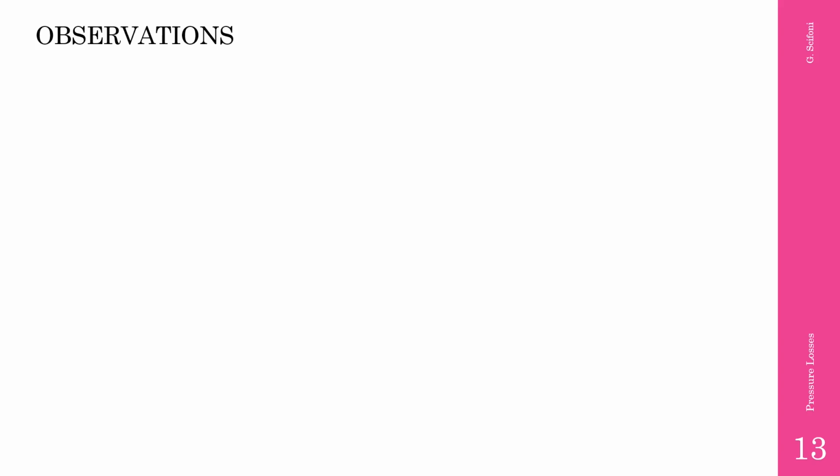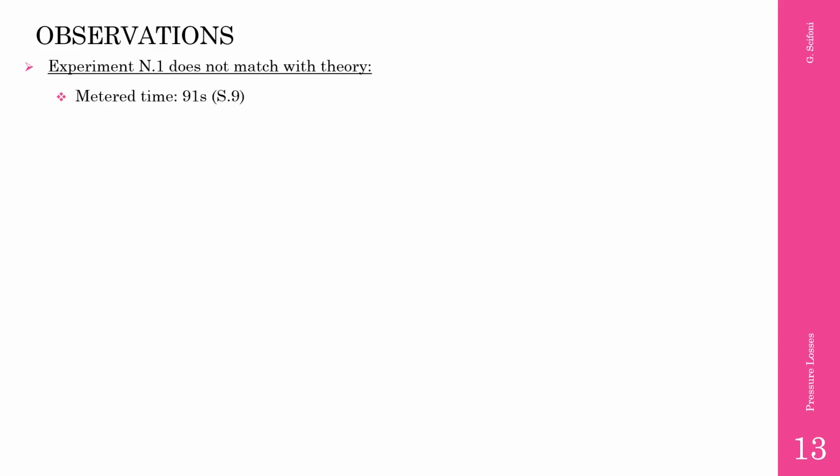Some observations. The experiment number 1 does not match with the theory. The metered time, as we can see from the slide number 9, is 91 seconds, while the calculated time is 50 seconds, as we stated at slide number 6, by using a literature value for the roughness E of 0.0015 millimeters.